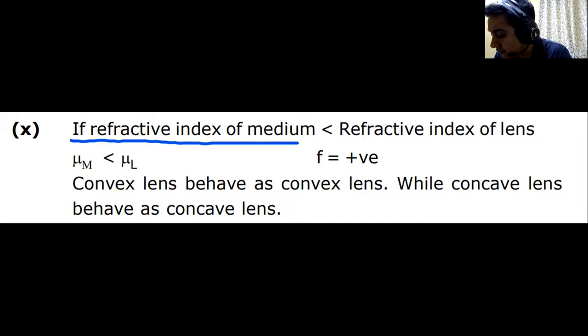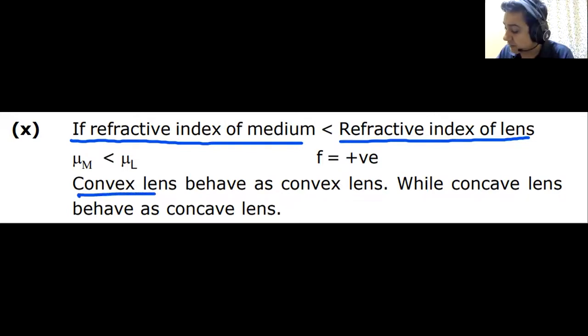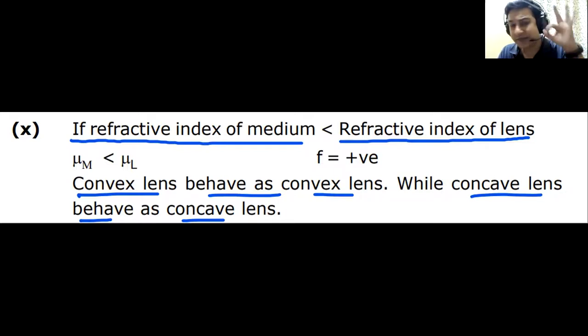If the refractive index of the medium is less than the refractive index of the lens, then a convex lens will behave as a convex lens, and a concave lens will behave as a concave lens. So a convex lens will remain convex, a concave lens will remain concave, as long as the refractive index of the medium is less than the refractive index of the lens. Do we understand this, everyone?